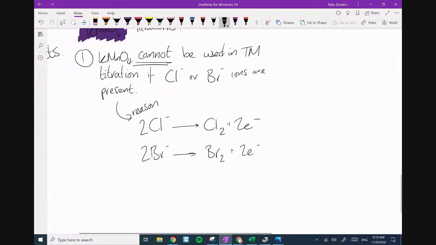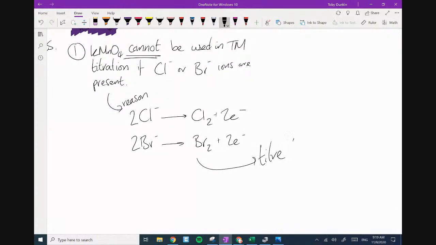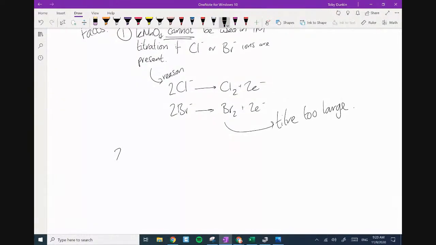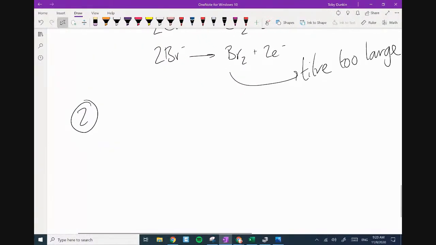If that happens, the amount of potassium permanganate used will increase, so the titre will be too large. I'll explain that now. Fact number 2: potassium permanganate is commonly used with iron.